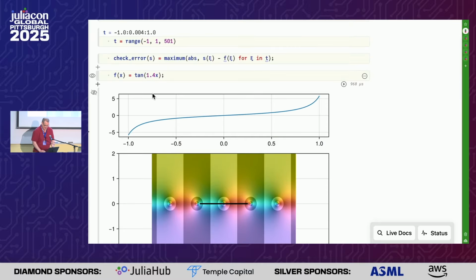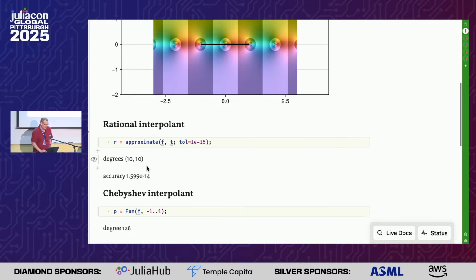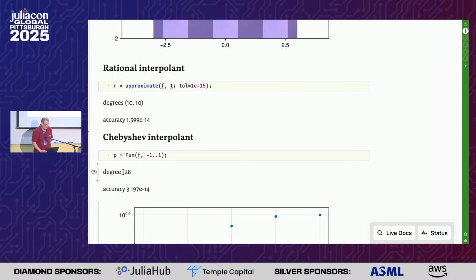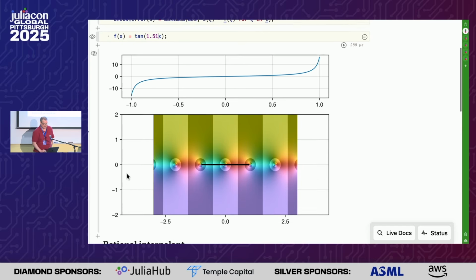And I can keep playing this game, so if I move them a little closer, okay, now it feels those a little bit more. It had to go up to 10, 10, but the polynomial interpolant had to go up to degree 128. And so we can be a lot more efficient with a rational function in this case.